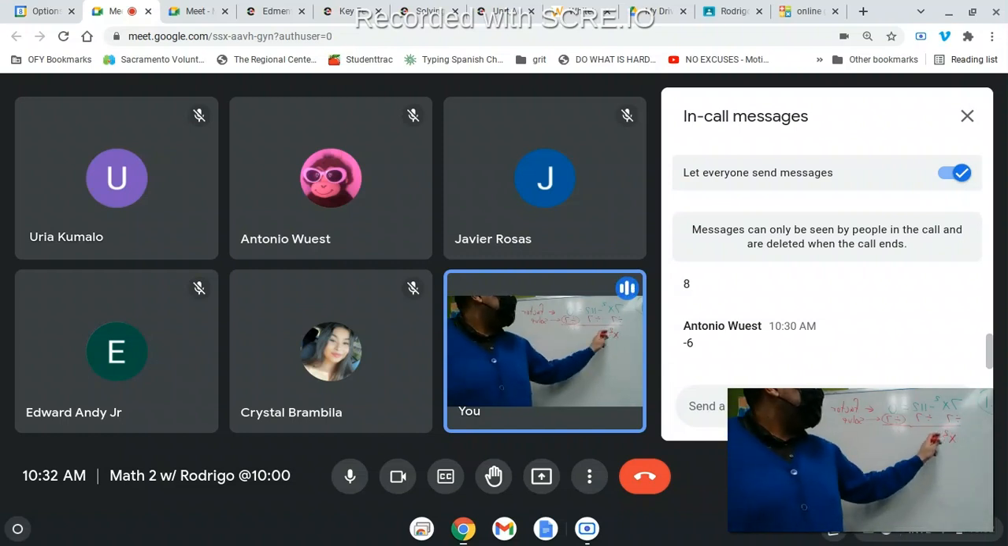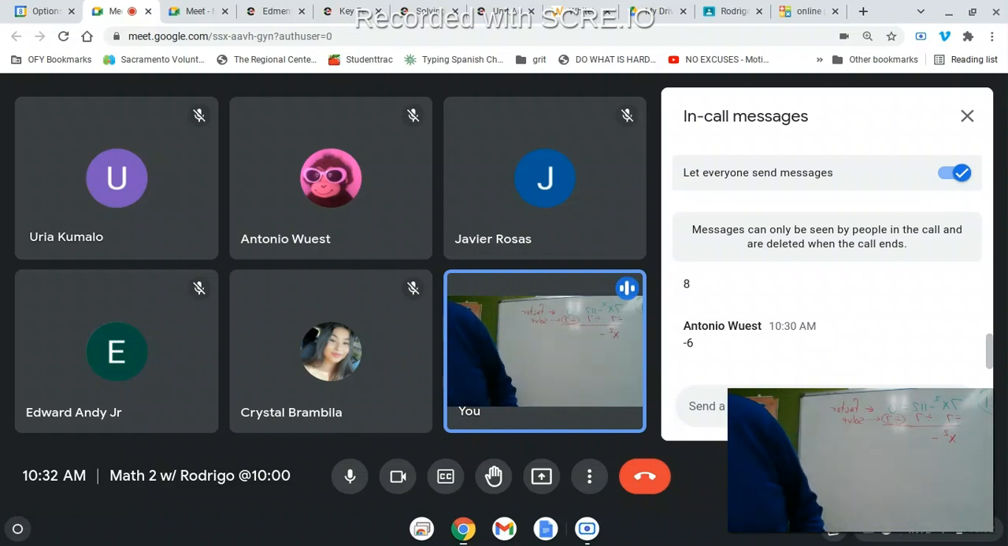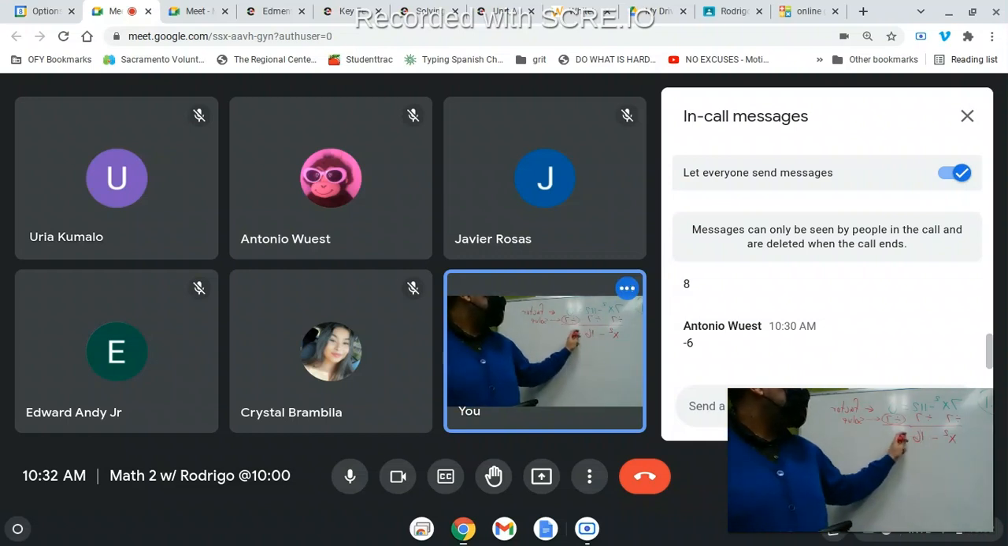Okay, this would be x squared. That one I don't know what it is. I can guess based on the answers that I wrote down. So 112 divided by 7 says it's 16.